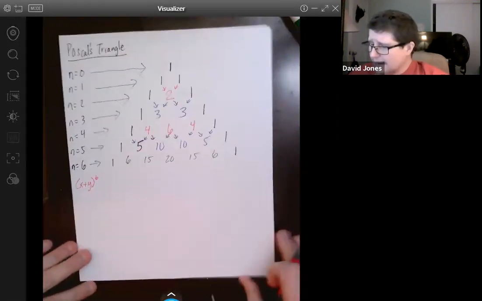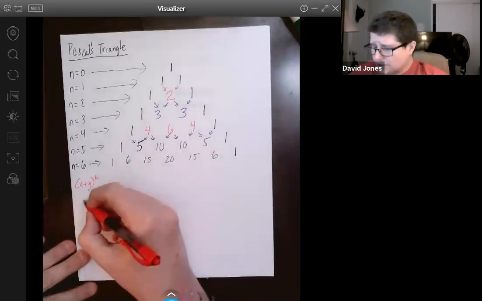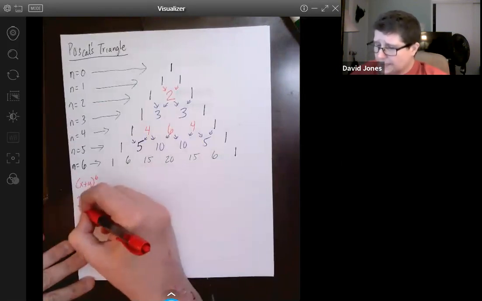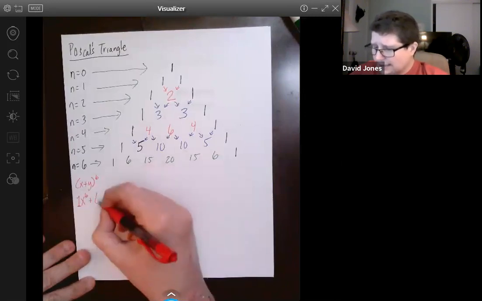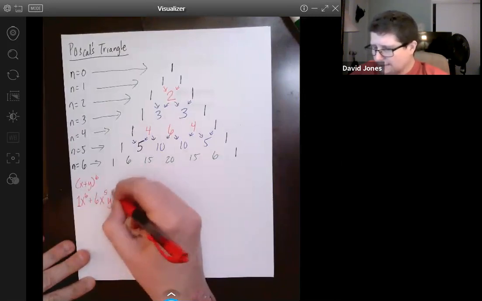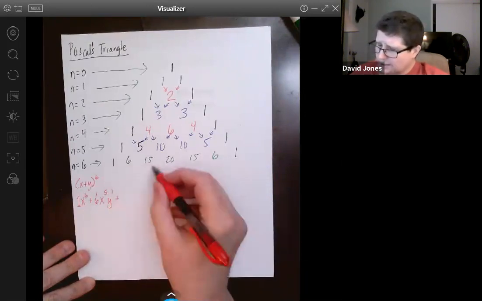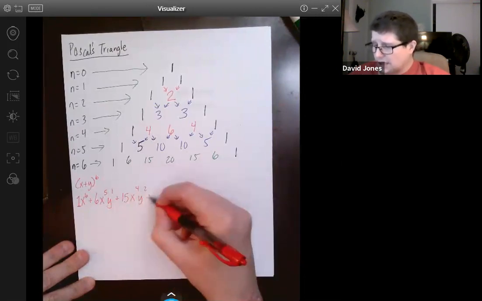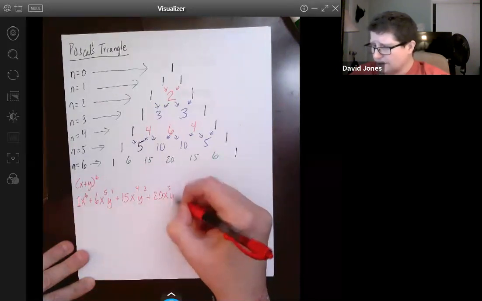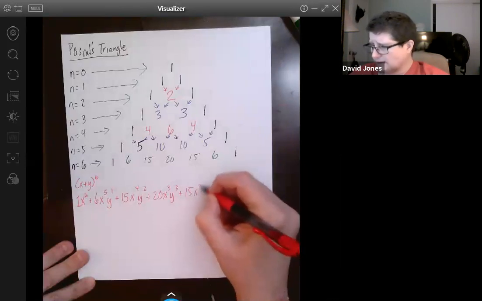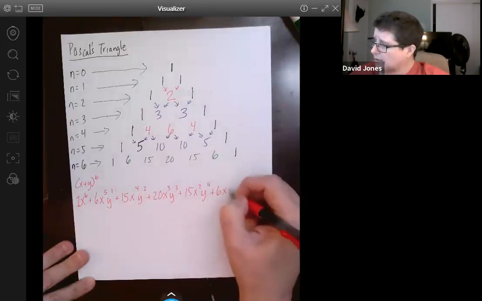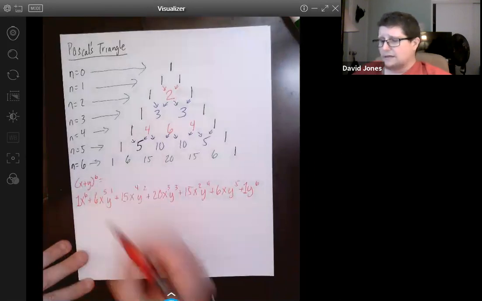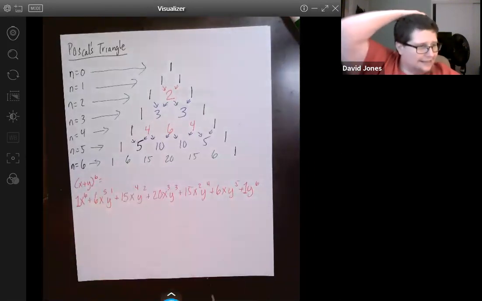I start off with x capped at the biggest exponent of n. So I'm going to have x to the 6th, y to the 0, which I won't write, and there's one of them. And then I'm going to have 6 of the next one. X goes down by 1 and y goes up by 1. And then the next coefficient is 15. X goes down by 1, y goes up by 1. And we keep following the pattern. X goes down by 1, y goes up by 1. And it follows this nice little simple, easy pattern.